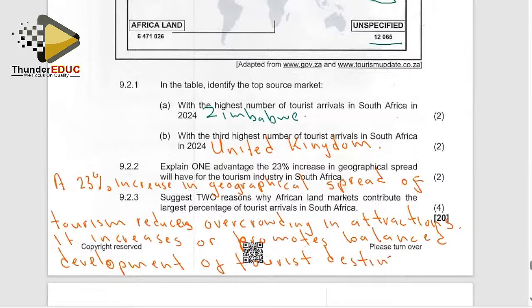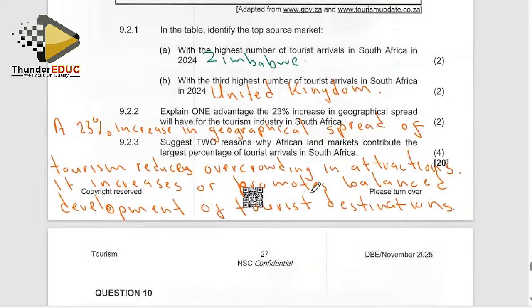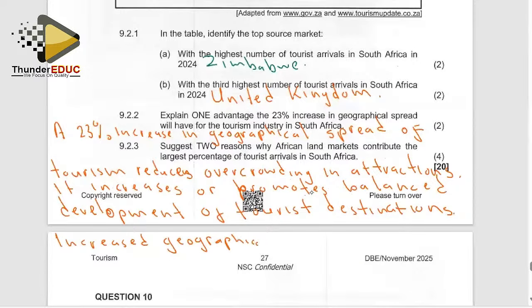It promotes balanced development of tourist destinations, which is a good thing. Then in addition to that, it benefits more communities. Increased geographical spread benefits more communities. It benefits more diverse communities.